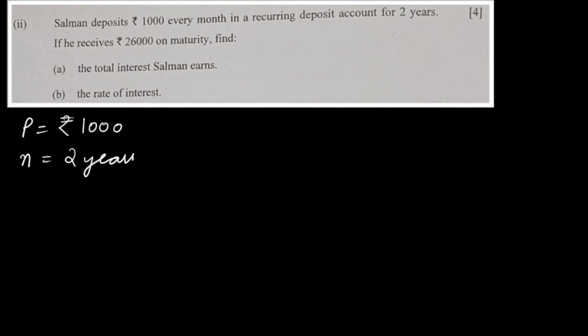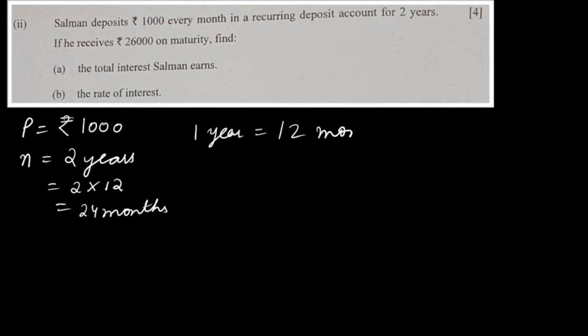So here in banking we always use time period in months. So 2 years, 1 year has 12 months. So 2 years will have 2 into 12, which is equal to 24 months. Okay, so year is bigger. Year to month, if we have to convert, multiplication. Bigger to smaller, always multiplication. So 1 year we know is equal to 12 months. So that's why 2 years is 2 into 12 months.